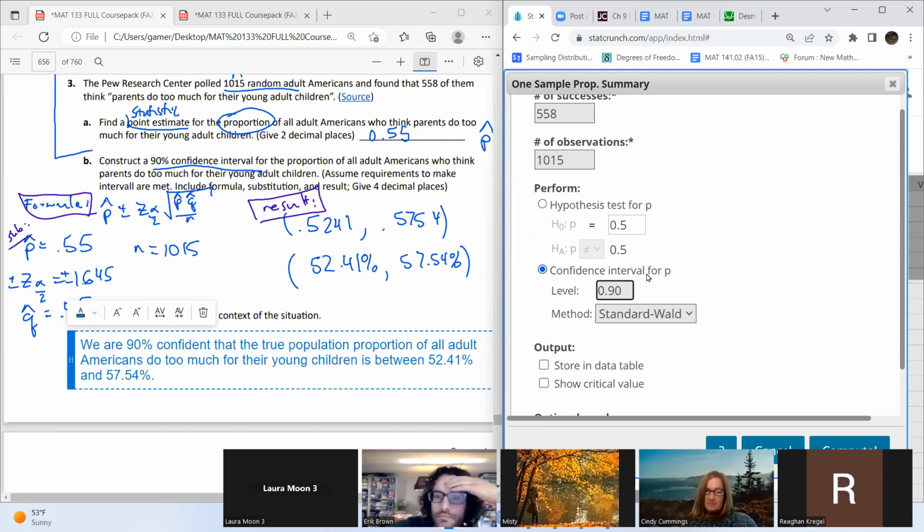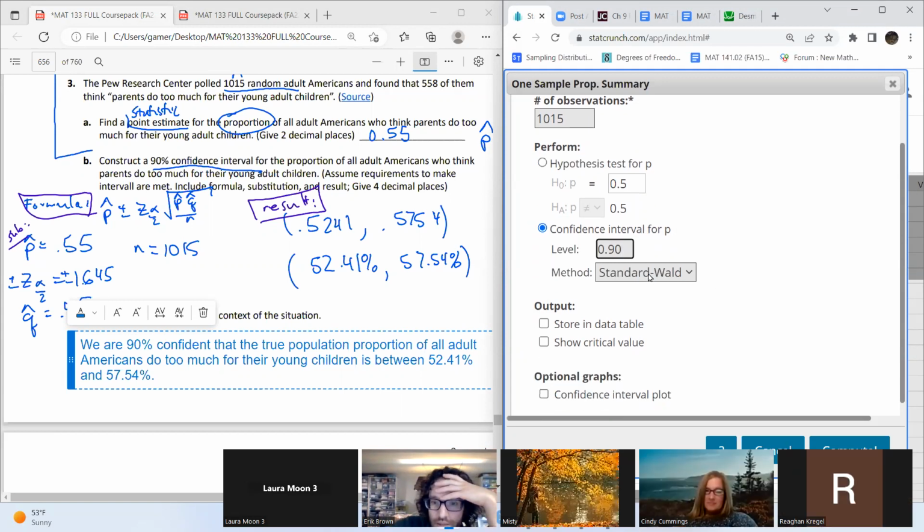Often it is 95. You leave this alone, and then I clicked show critical value so that I didn't have to go anywhere to calculate this thing for the substitution. It was just, it showed up in the output.